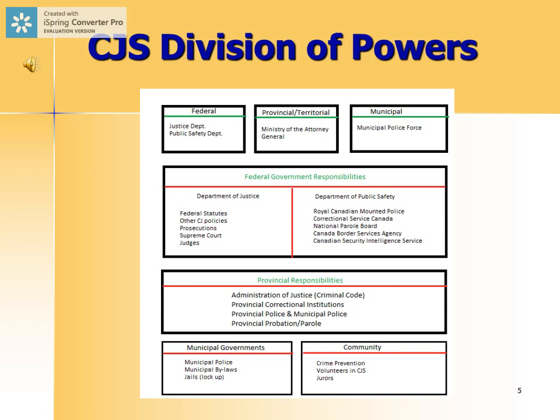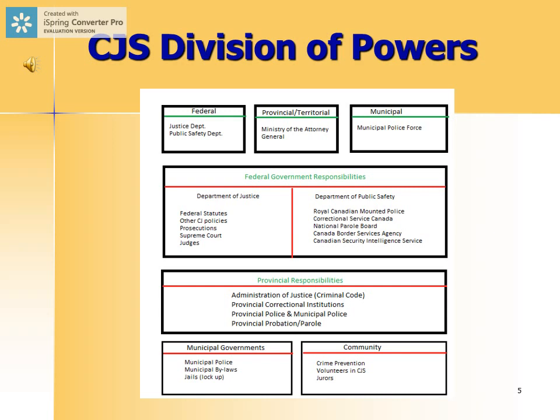So each level of government in Canada, the federal, provincial, and municipal government, plays a role in the criminal justice system. The division of responsibilities between the federal and provincial governments was actually spelled out in the Constitution Act of 1867, so the legislation that basically created Canada.